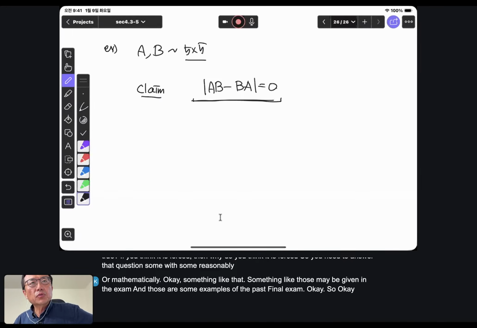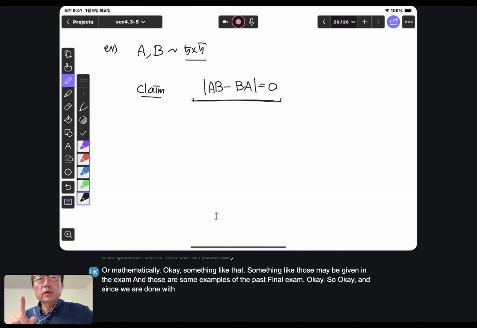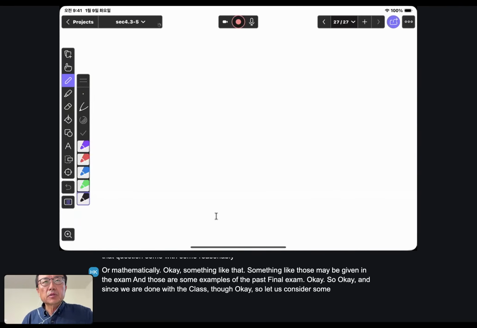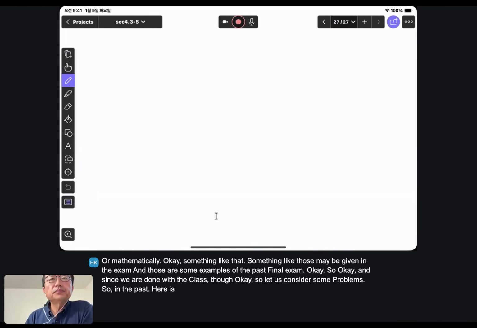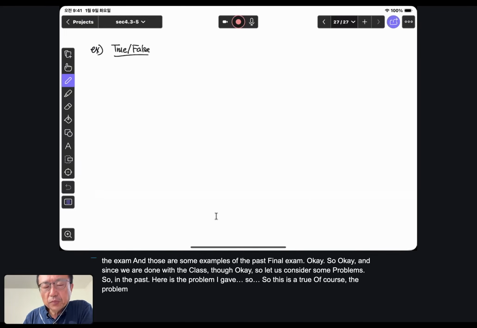Okay, and since we are done with the class, let us consider some problems. So in the past, here is the problem I gave. So this is a true false problem. If you believe it is true, you can mark it true. If you believe it is false, then you can mark it false.